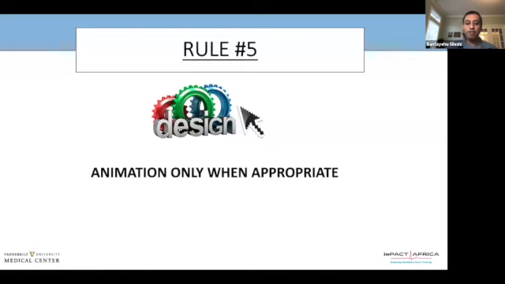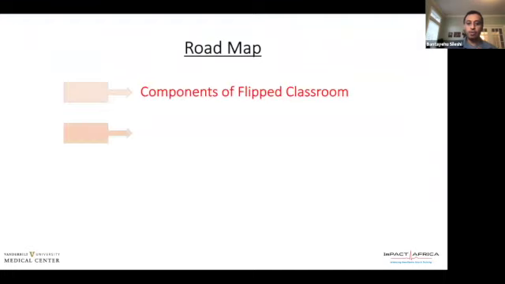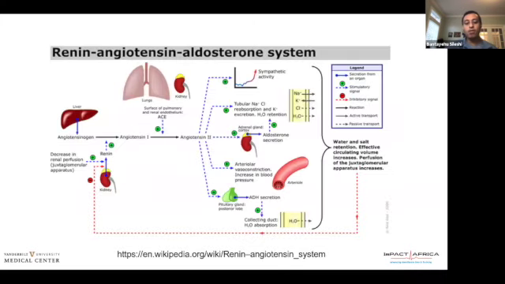Rule number 5 is animation only when appropriate. Okay. So I've shown you the bad example of unnecessary animation, right? But I'm going to show you a good example of where an animation is helpful. So on this slide, someone is trying to show how we can inhibit or support the renin-angiotensin-aldosterone system.